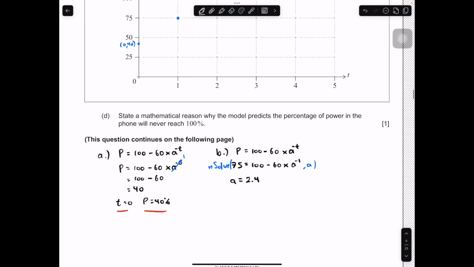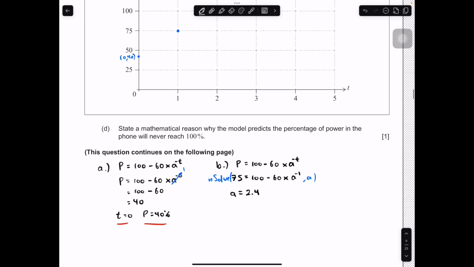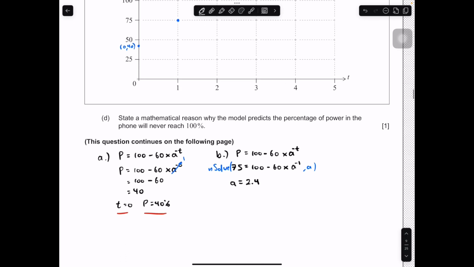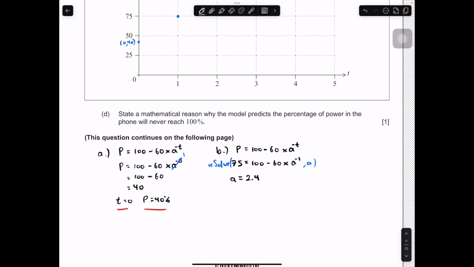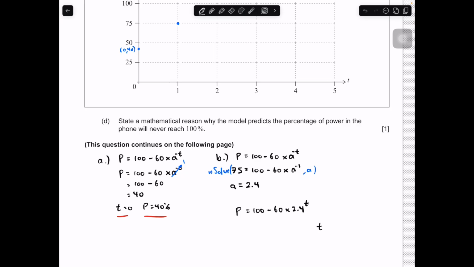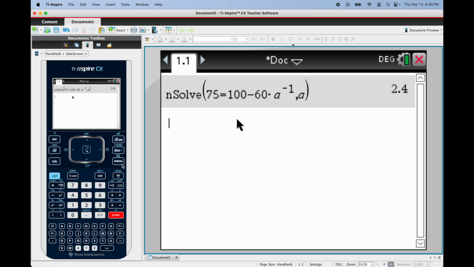I hope that wasn't too long-winded. Two different things: we can graph it, or we can just find some other values. Here's our function. P is equal to 100 minus 60 times 2.4 to the negative t, now that we found out what a was. So let's find some values for when t is equal to 3, and maybe when t is equal to 5. Let's plot those points. Back to the calculator for a sec.